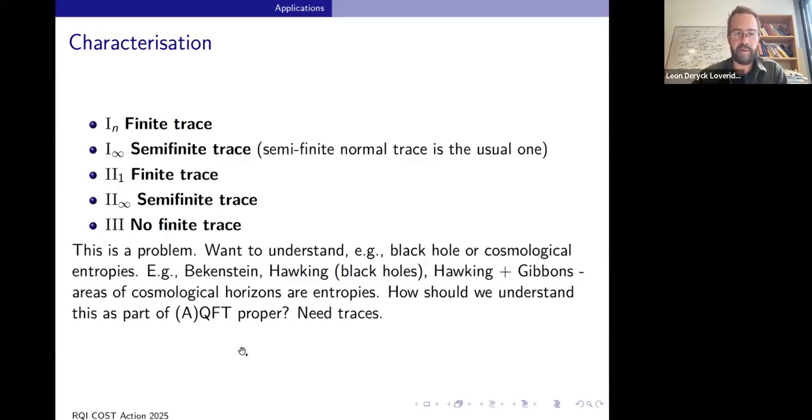So there are these famous results going back to Hawking and Bekenstein and Gibbons and so on, that propose that the areas of a horizon of a black hole, or say a cosmological space-time, should be understood as entropies, or at least related to the entropy. Well, how are we going to make that rigorous in quantum field theory properly if we know that quantum field theories are type III von Neumann algebras and there's no trace, hence there's no entropy?